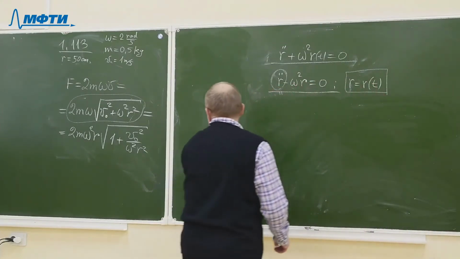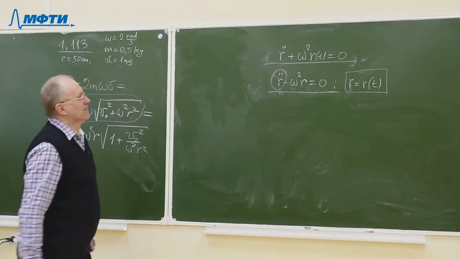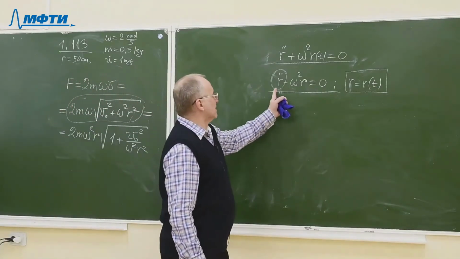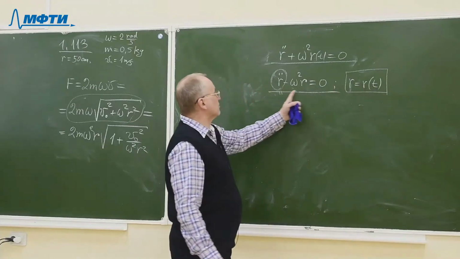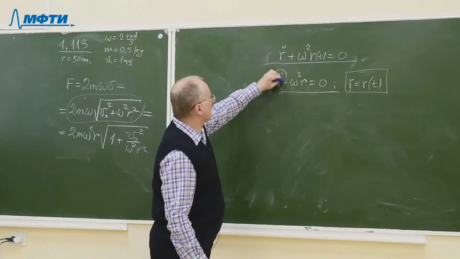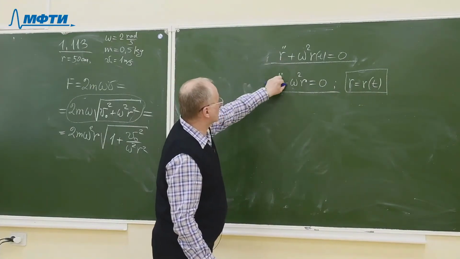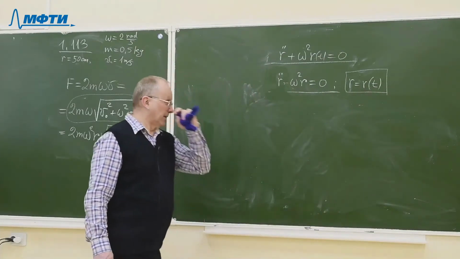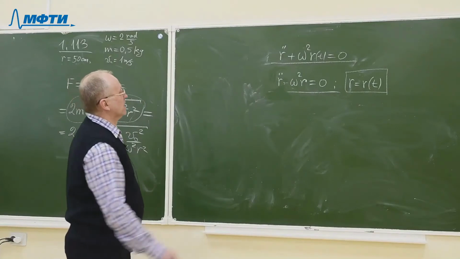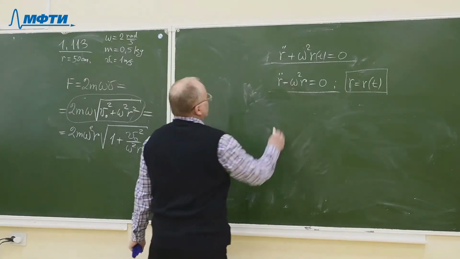By the way, if anyway we want to find this function r of t, how can we do it from this? How can we find this function? How can we solve this differential equation with respect to the unknown function r of t? Is it possible? Yes. I will tell you how to do it.